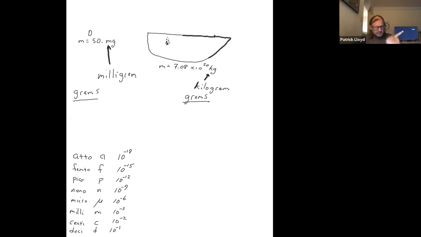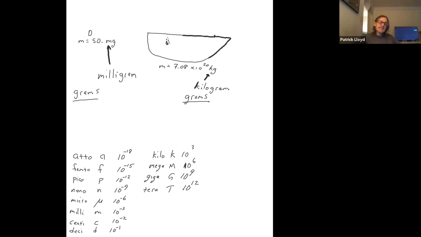Now let's do the bigger ones. So I'm going to start with kilo. There's a deca and a hecta. I'm not going to worry about that. We don't use those very much anymore. So there's kilo. Kilo is 10 to the 3. And actually, I forgot to put the abbreviation. Sorry. K, 10 to the 3. Mega, capital M, 10 to the 6. Giga, capital G, 10 to the 9. Tera, capital T, 10 to the 12.